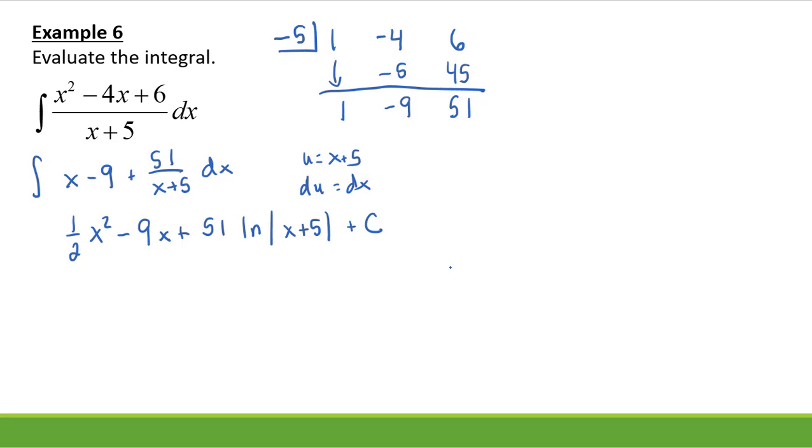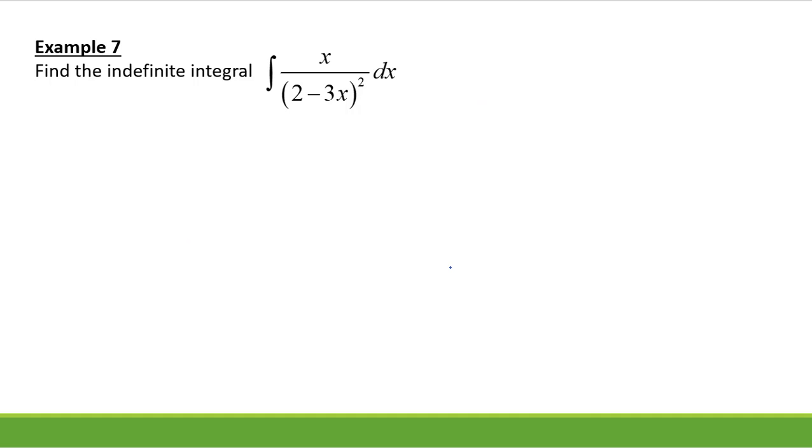Okay, the next example. Ooh, I got some fun ones in here. I'm looking at these. Man, these are fun. Go with what I've been telling you. Okay, make your u your denominator. So make your u your denominator. So your du is equal to -3 dx. So I need a -3 in there, and I need a -1/3 out in front. Man, I got some good problems in here.